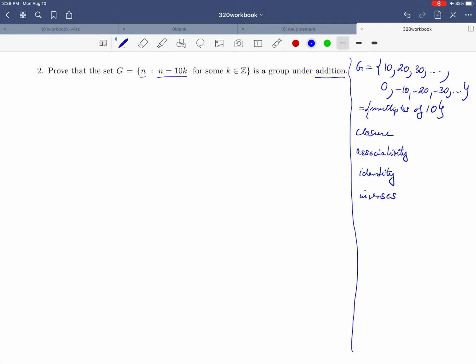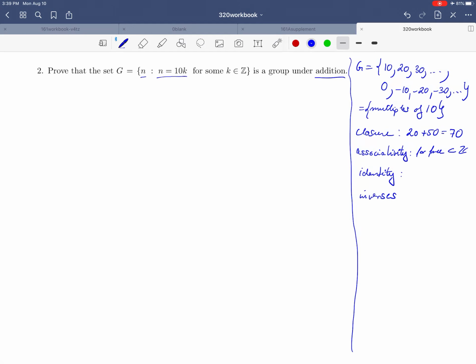And again, before we prove anything, let's think about closure. When you take a multiple of 10 and add another multiple of 10, like you have 20 and you add 50, you get 70. And yep, the ones digit is 0. So I could convince myself that that's true in general. That's not a proof, what I wrote down, but I'm convinced. Associativity, we get that again for free, because we are looking at a subset of integers, and addition is associative among the integers.